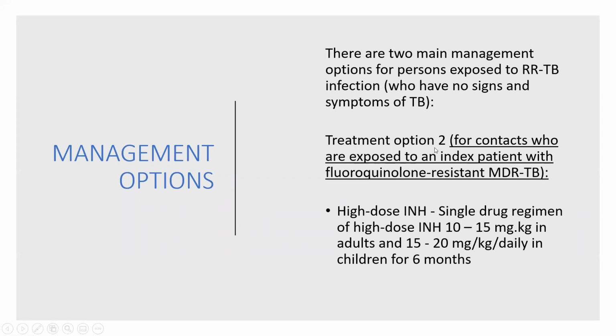Now, treatment option 2 is when the index patient has fluoroquinolone resistance. You remember treatment option 1 is when you have fluoroquinolone susceptibility. So treatment option 2 is when you have fluoroquinolone resistance. In this case, we are going to give high dose INH, okay? Single drug high dose INH, 10 to 15 milligrams in adults, 15 to 20 milligrams in children, for a duration of 6 months. So these are the treatments you give for the contacts after being screened negative for TB symptoms.